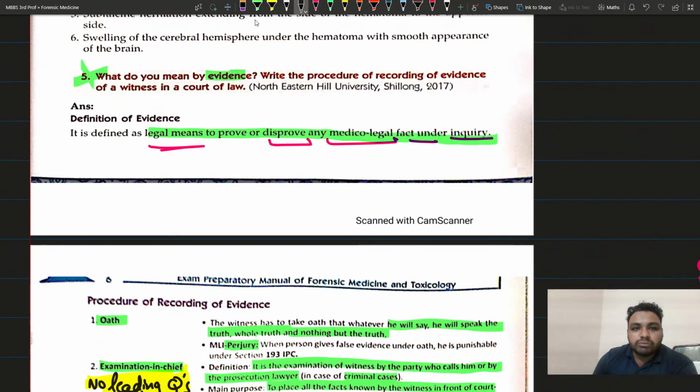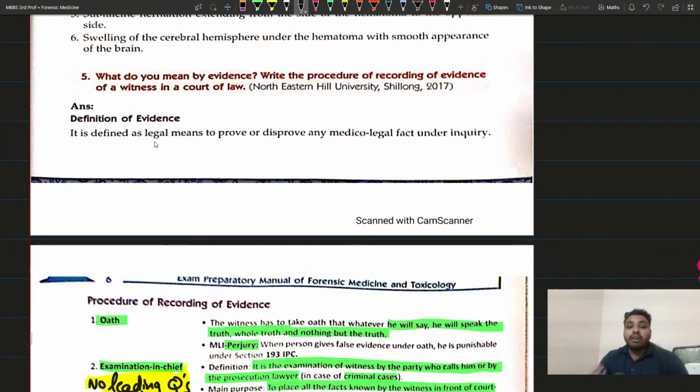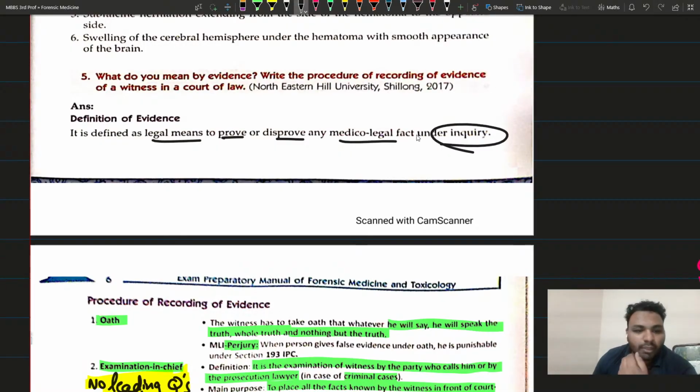So now coming to the next part, which is evidence. What is evidence? Evidence is defined as a legal means to prove or disprove any medico-legal fact which is under inquiry. Now, the second question is the procedure of recording of evidence of a witness in a court of law.